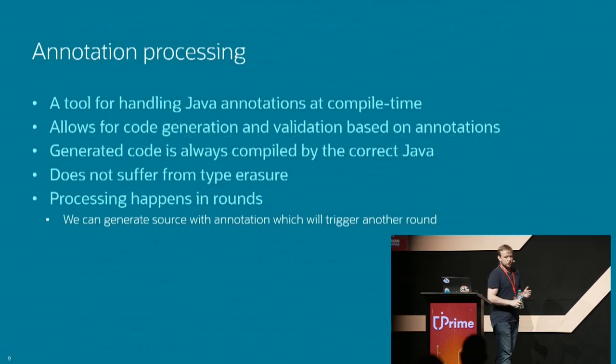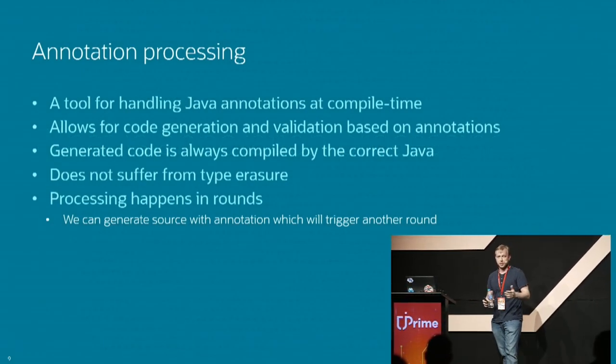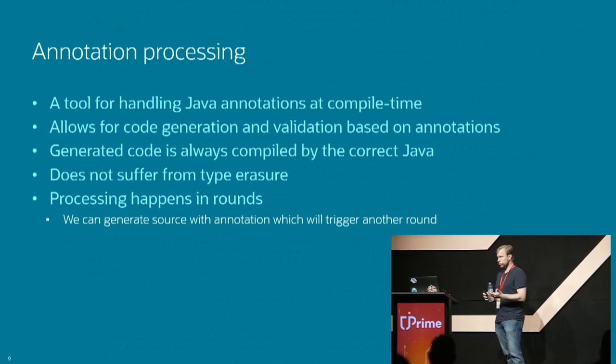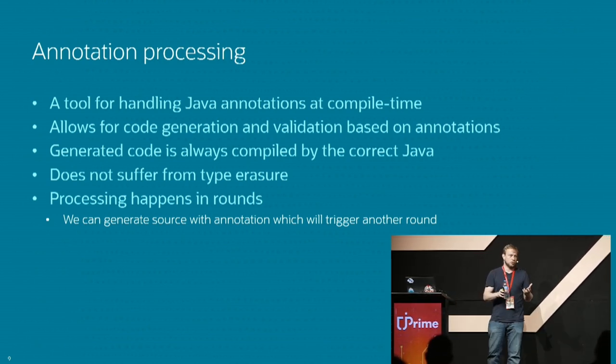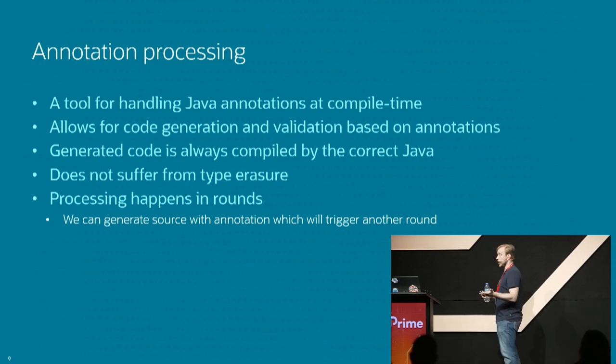So what's annotation processing? It's basically a tool for handling Java annotations at compile time. It allows you to generate new code or new files, and also validate your class components.